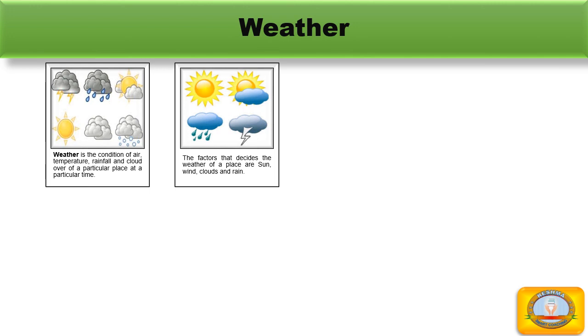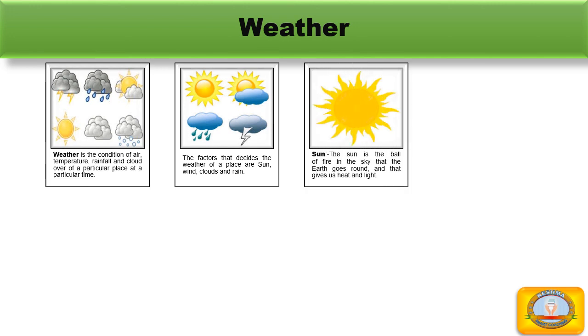Let's see first factor, the sun. The sun is the ball of fire in the sky that the earth goes round and that gives us heat and light. Children, do you know what is the hottest time of the day? Noon is the hottest time of the day because during the noon time the sun is directly above our head. The sun rays are slanting in the morning and in the evening, so morning and evening are cooler.